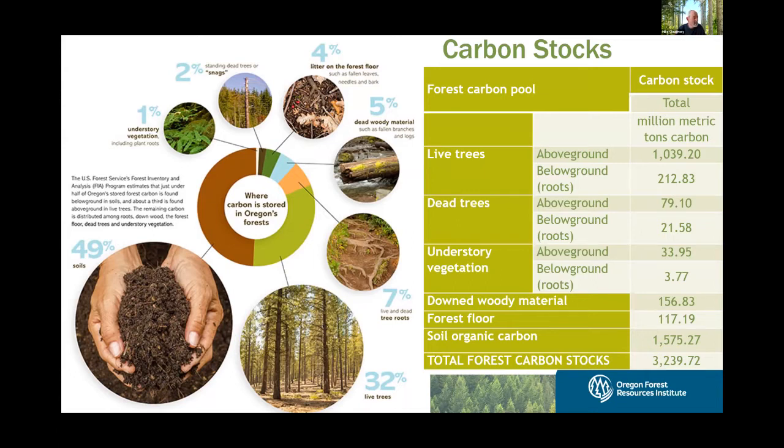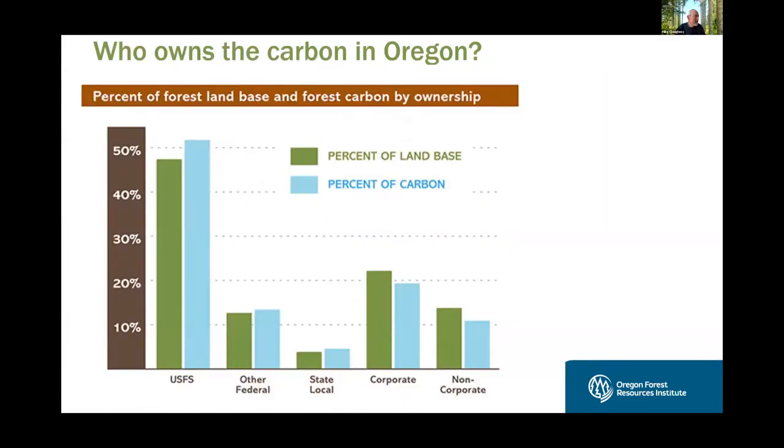So that's important. The other thing they looked at is who owns the carbon. They looked at who owns the forest, but they looked at who owns the carbon. And it's pretty clear that if you know who owns the forest, you're going to know who owns the carbon. So U.S. Forest Service has almost 50% of the land base of Oregon's forests, and over 50% of the carbon is on Forest Service land.